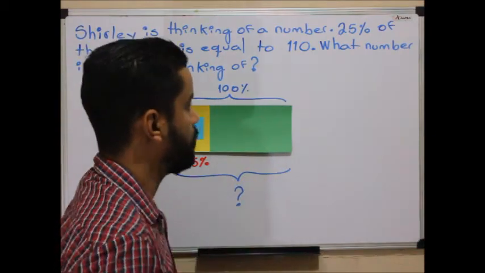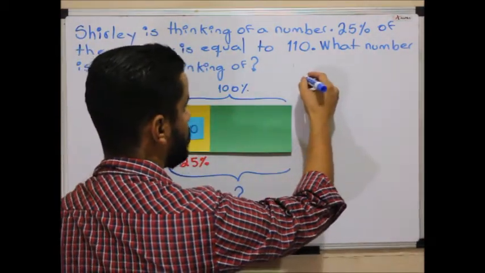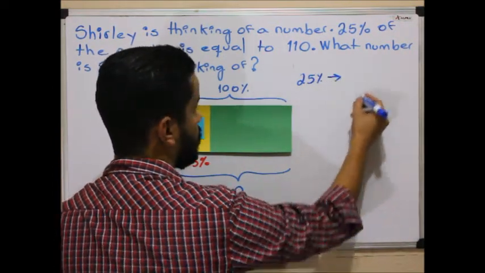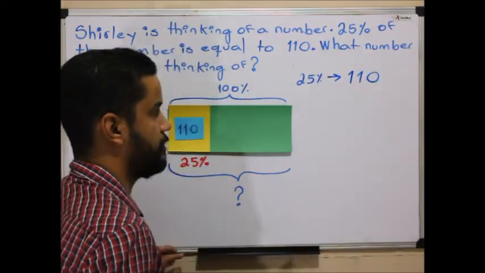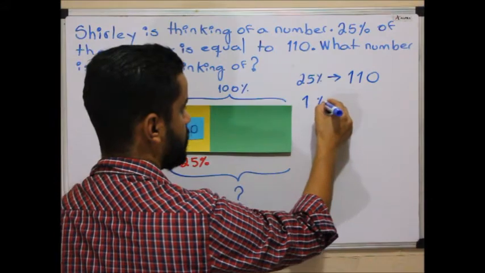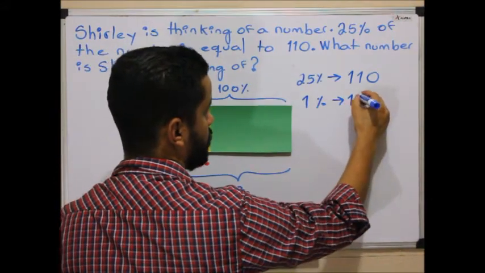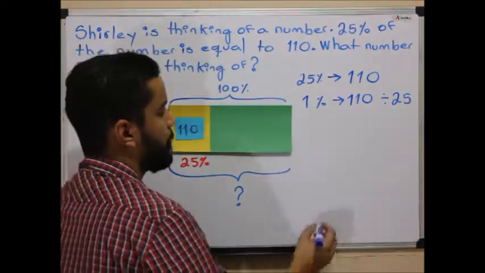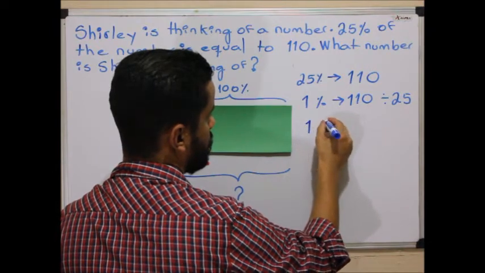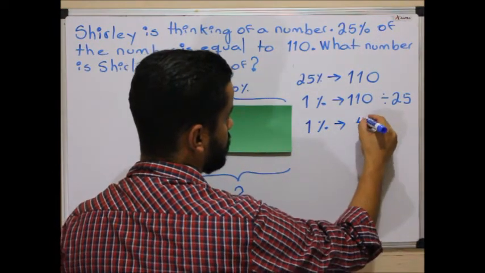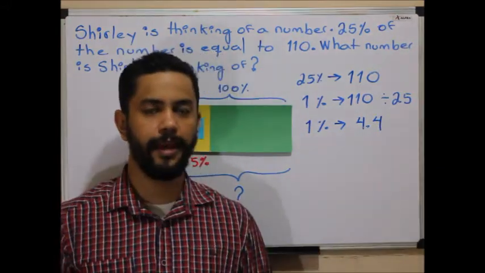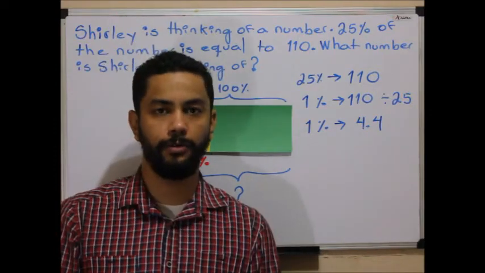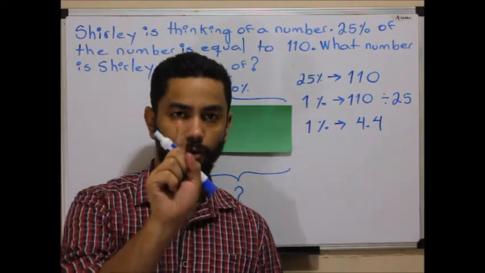So using this bar model, we're going to say that our 25% is equal to 110. 1% will be 110 divided by 25. So, it will be equal to 4.4. So, what are we going to write there? The next step will be writing 100%, because we already know the value of just 1%.